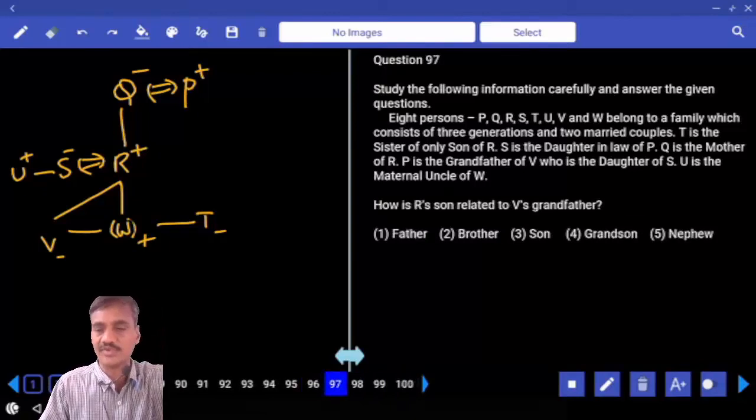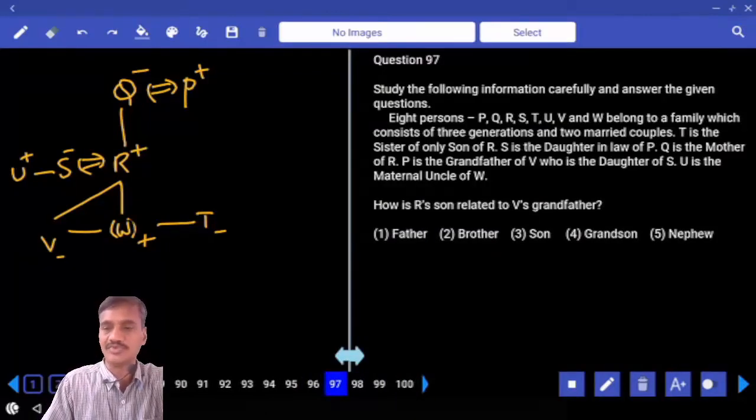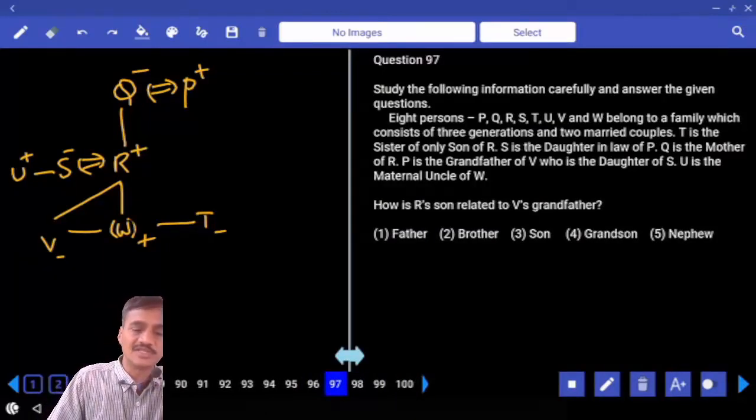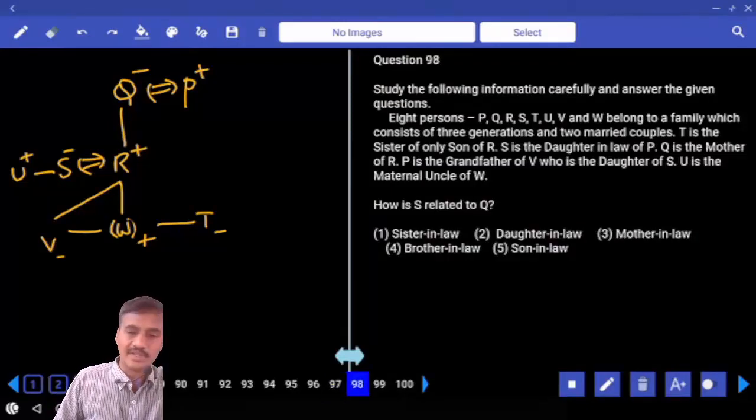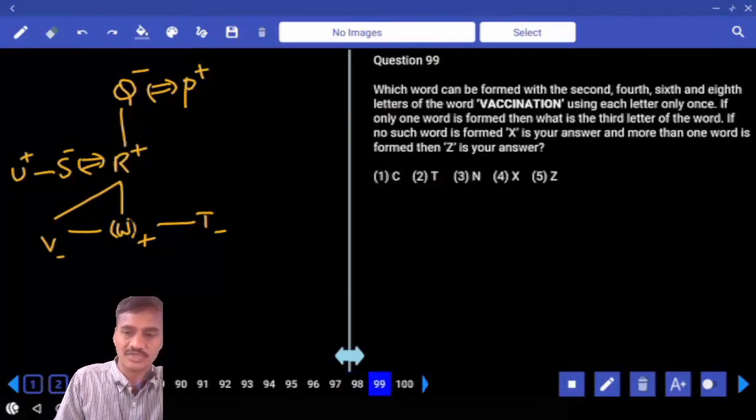Then 97, how is R's son related to V's grandfather? R's son is W, V's grandfather is P, hence W is the grandson, that is choice 4, question 97. And 98, how is S related to Q? Q's son's wife, that is daughter-in-law, choice 2, question 98.